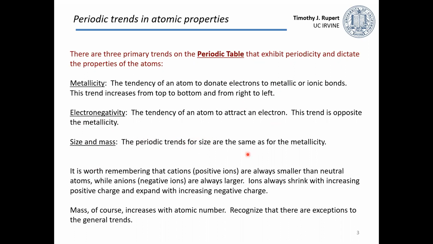One thing worth mentioning is that we can have both neutral or charged atoms. Charged atoms we call ions, and a positively charged atom is called a cation. This is generally smaller than the neutral atom. You can remember this by the fact that we get a positive charge by taking away a negative electron, so we're removing something from the atom. In contrast, negative ions, which we call anions, are always larger than the neutral atoms.